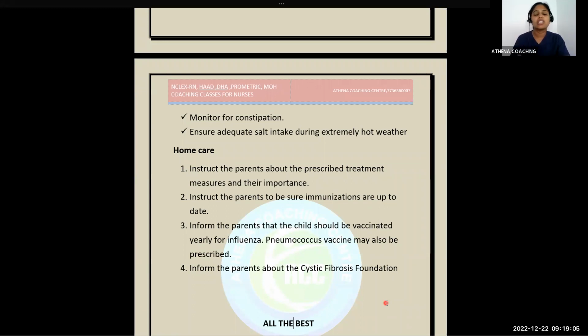And one more system I just missed, that is the reproductive system. In the reproductive system, management is required only when needed. For example, when this child grows up and gets married, and if they have infertility issues, then obviously the management will be completely based on that. Otherwise, you just have to remember that the reproductive system is affected in cystic fibrosis, but the symptoms will not be seen very soon.